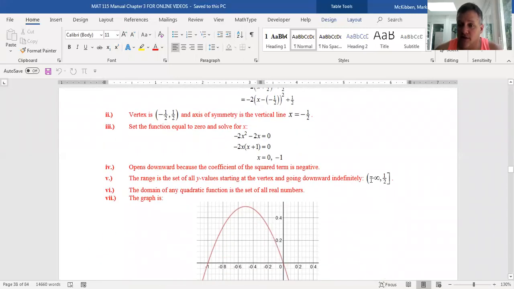All right, the range, therefore, starts at the y-coordinate of the vertex and goes to -infinity. And so you have -infinity to a half. The domain of any quadratic is all reals. It always is, right? There's no number you can't perform those operations on.